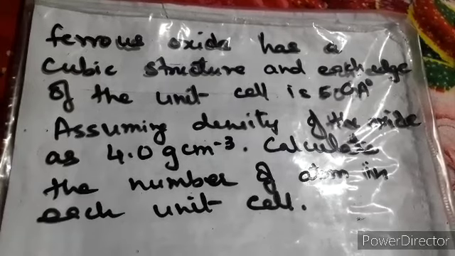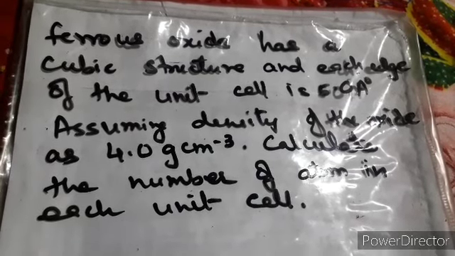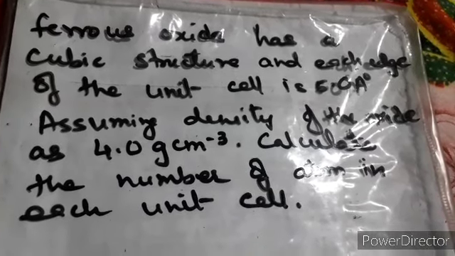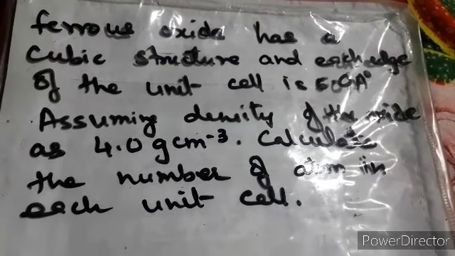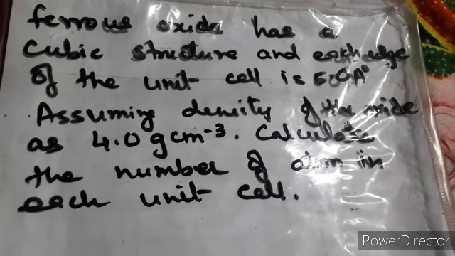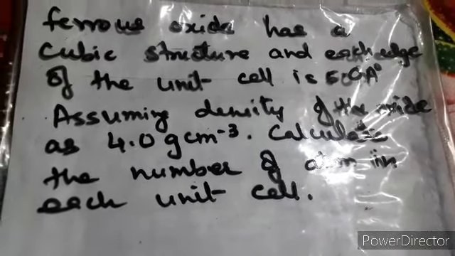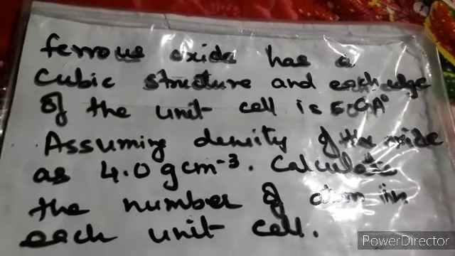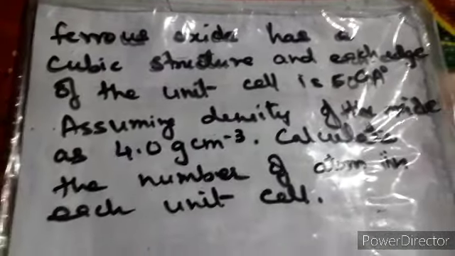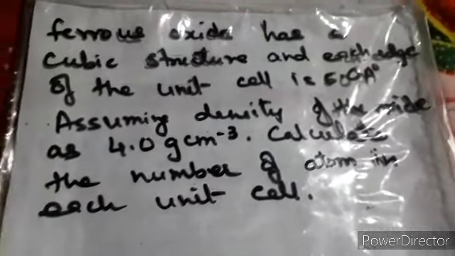Now I've written this question. Ferrous oxide has a cubic structure and the edge length of a unit cell is 5.0 Angstrom. Assuming the density of the oxide is 4.0 grams per centimeter cube, calculate the number of atoms in each unit cell. Or they can also ask what will be the number of ions in each unit cell. So anything can be asked. So let's start. First of all, we'll focus on it.